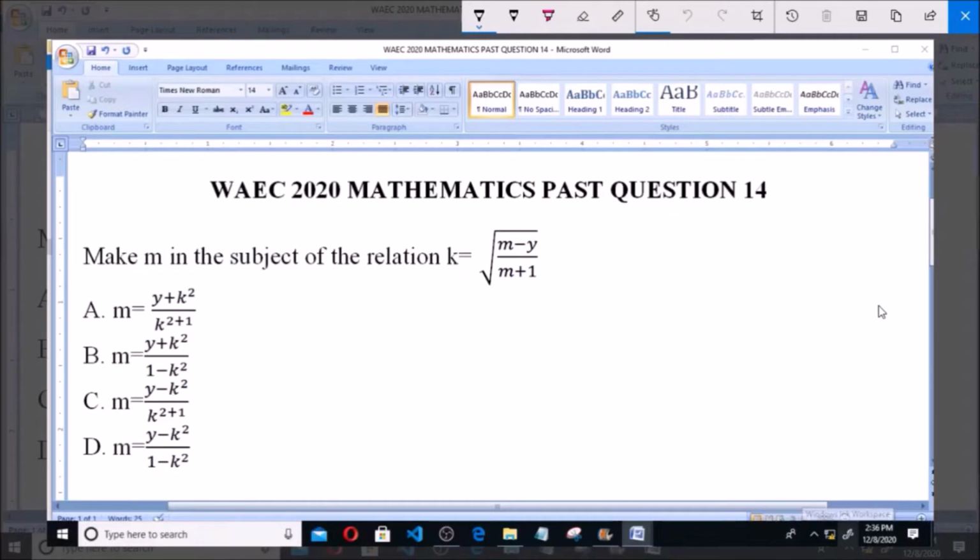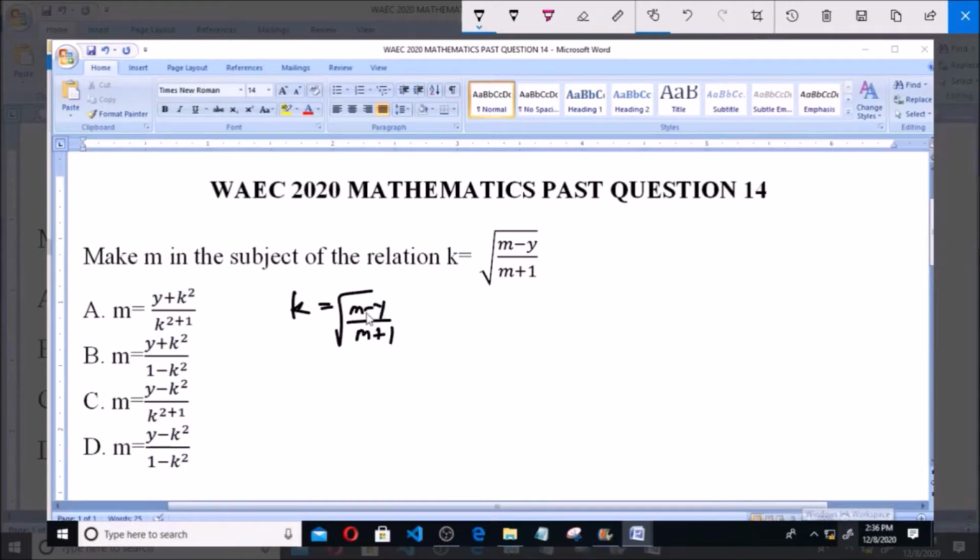I'll be answering WAEC 2020 Mathematics Past Question 14. Make m the subject of the formula of the relation k is equals to square root of m minus y all over m plus 1. So as we make m the subject of this relation, k is equals to square root of m minus y all over m plus 1.